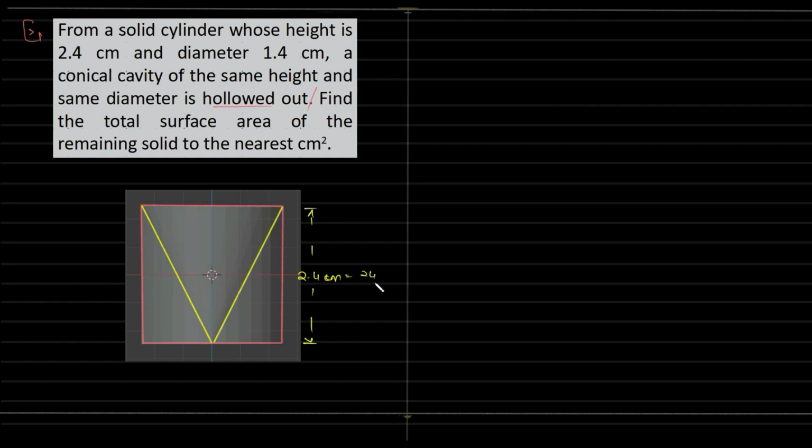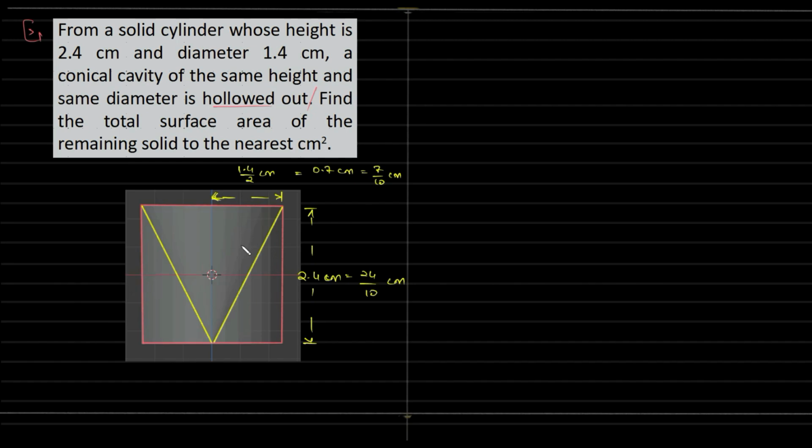This is 24 by 10 centimeter. Diameter is 1.4 centimeter. So this 1.4 by 2 centimeter is 0.7 centimeter, which can be written as 7 by 10 centimeter. I always like to write the decimals in fraction form.